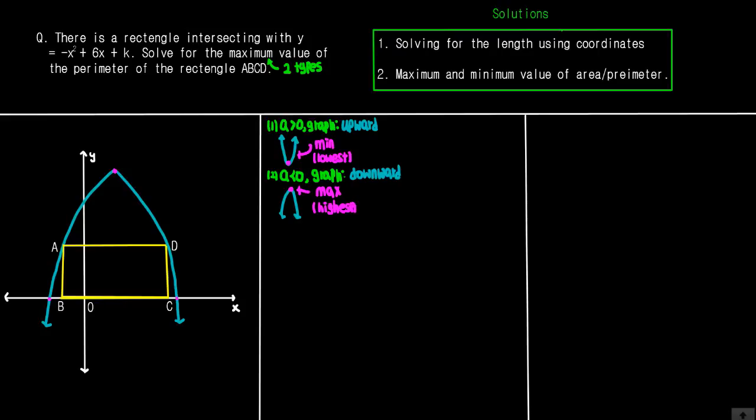So we can think about the definition of a vertex. In this case, there are two types of graph, and the vertex will be the minimum point or the maximum point.